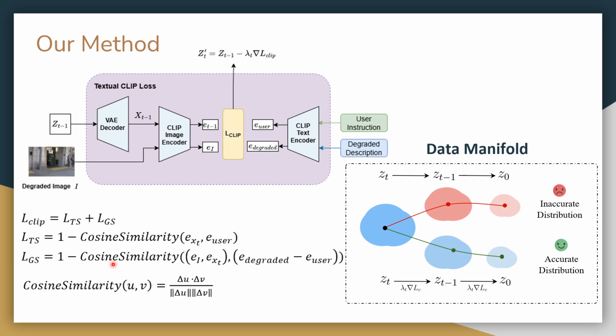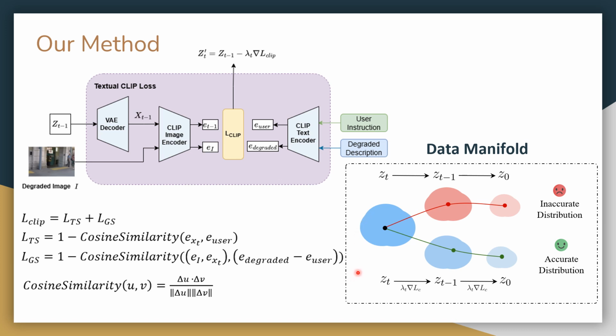To further enhance the results and address issues such as mode collapse and corrupted image quality, we introduce the global similarity loss. This loss leverages the residual difference between the input image x0 and x_{t-1}, comparing it to the residual between the user's instructions and the VLM degraded description. By aligning these residuals, the global similarity loss ensures the consistency in the CLIP embedding space between the text and image pairs, providing a more definitive optimization direction.